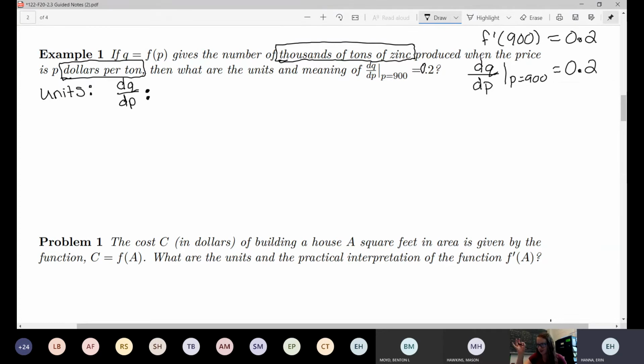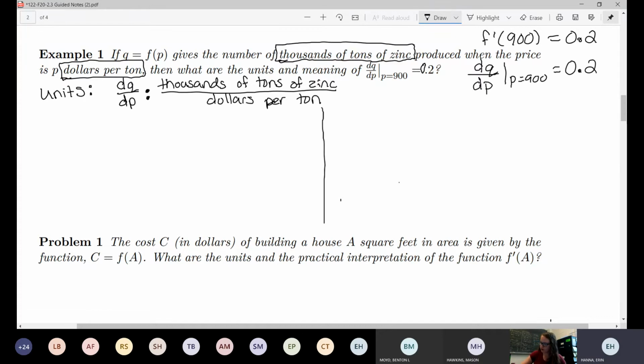These units for this one are a bit tedious, but we have thousands of tons of zinc, lots of ofs. And then the units of P were dollars per ton. So again, kind of tedious units, but that's what they are. And so now I have to interpret it. For this one specifically, I'm going to do it in both ways, and then I'm going to just start using one unless someone asks me to use them both.